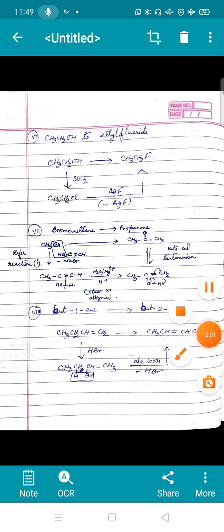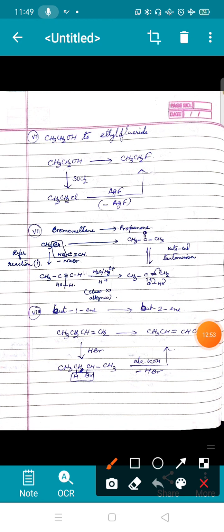Alright, next one is ethanol to ethyl fluoride. So ethanol, you know, alcohol, it's not written the structure in the question, it's written the name ethanol, and ethyl fluoride. So here you can understand you need a fluorine. And if you remember, when we discussed the preparation of haloalkanes, there is only one method by which fluoro compounds can be prepared, and that is by Swarts reaction. And Swarts reaction comes under halogen exchange.